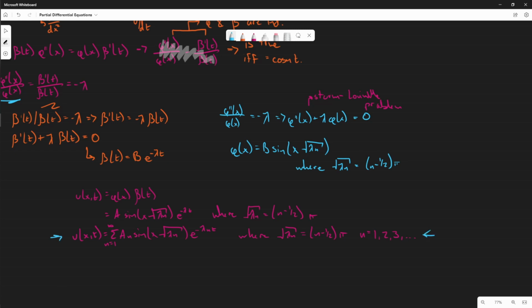And so hopefully you can see how useful this method is as we take a PDE and break it down to 2 ODEs that we can solve, and then just put them back together, giving us this solution. So hopefully you guys learned something, and I'll see you in part 2 of this example. So I'll see you in the next video.